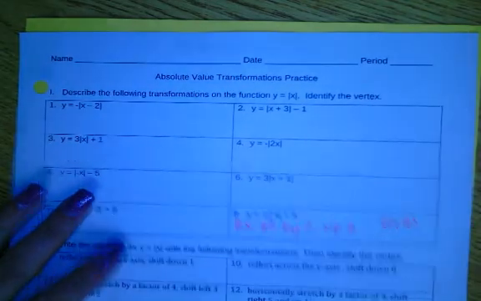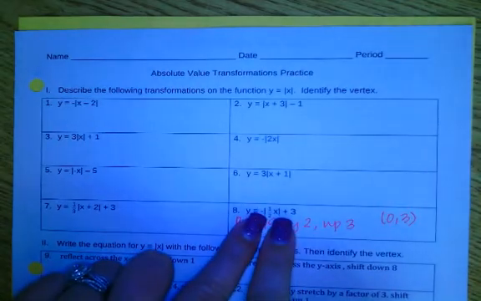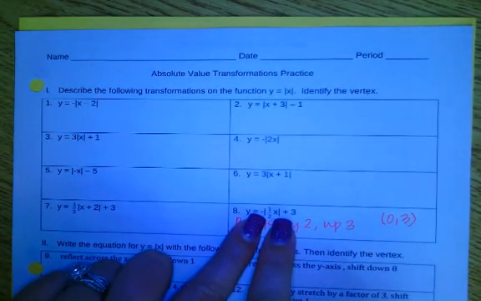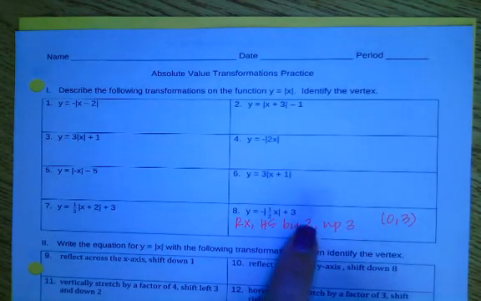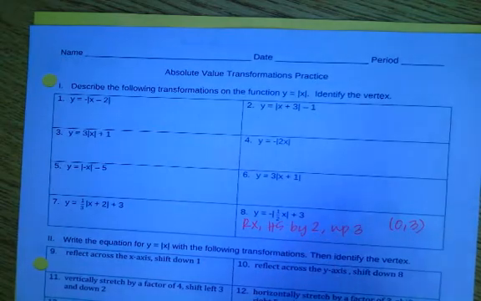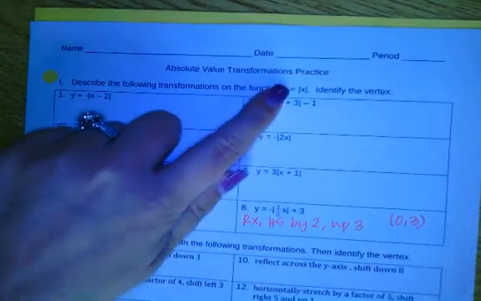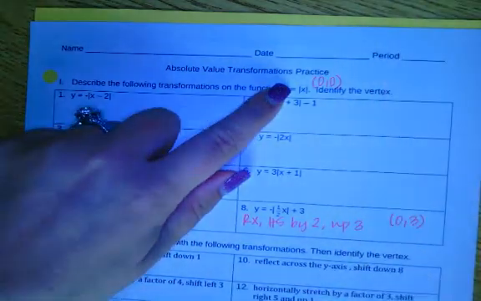So you're not moving left or right any amount, so your x-coordinate is going to be 0. Then you're moving up 3, so that affects your vertex. That's the y-coordinate, so you add 3 to your y-coordinate. For your parent function, your vertex always starts at 0, 0. Does that make sense? Okay, let's do one more.